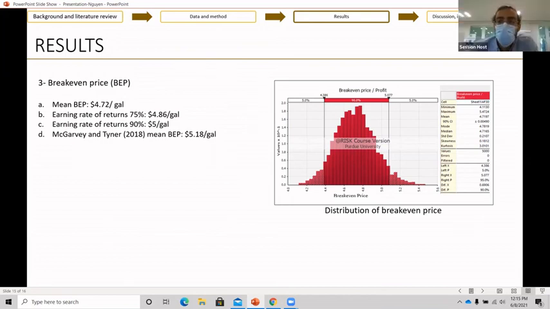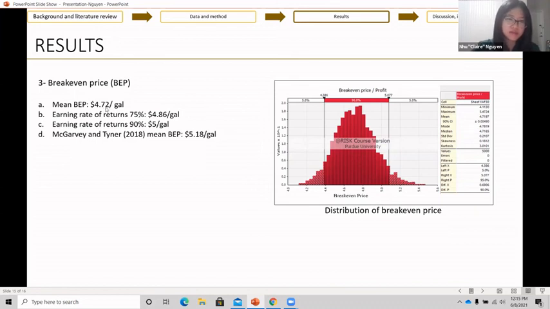I just want to say that if there are 5 minutes left. Yeah, or the probability of earning the stipulated rate of returns of 50%. And if the investors want to earn a stipulated rate of return 75% of the time, then the break-even price has to be at least $4.86 per gallon. And if they want to earn the stipulated rate of return 90% of the time, the price has to be at least $5 per gallon.